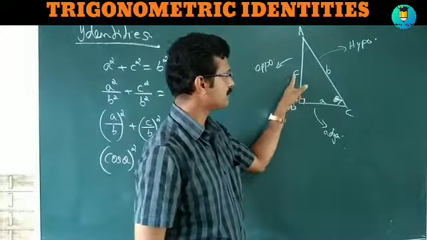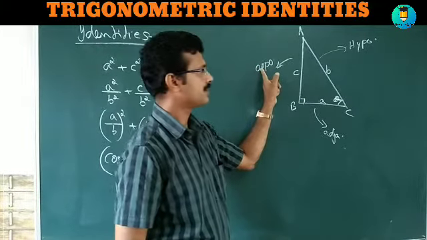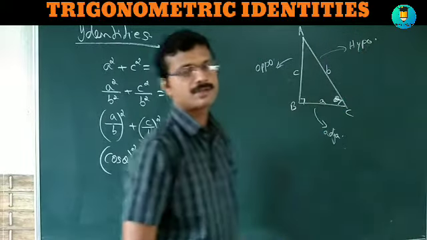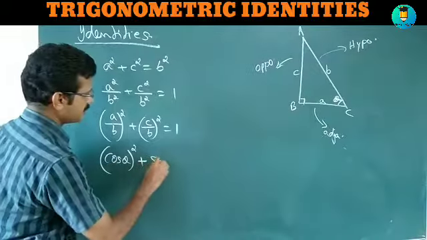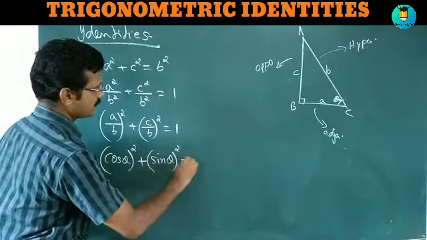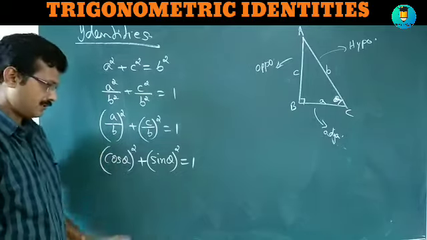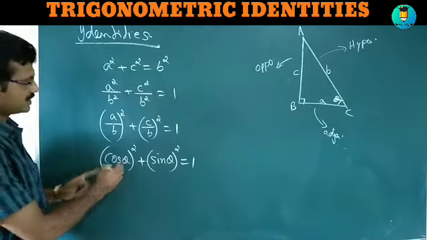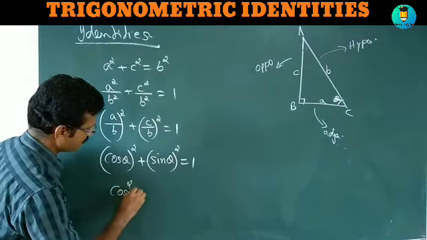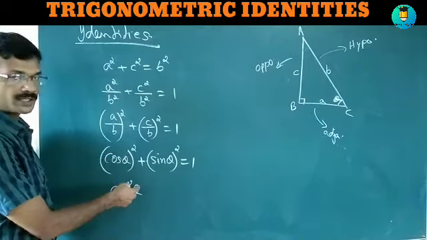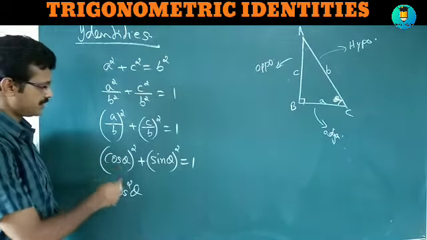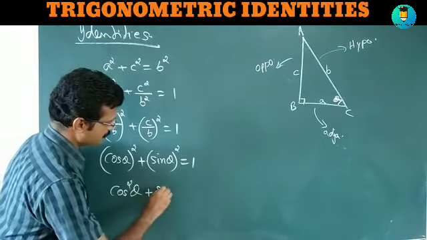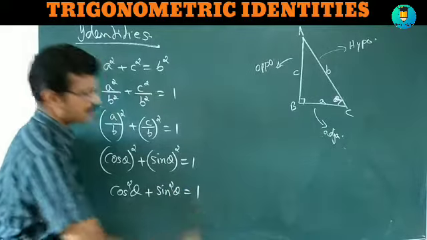Again c by b, c is the opposite side, b is the hypotenuse, opposite side by hypotenuse. Opposite side by hypotenuse is known as sin theta. So this I can write as sin theta whole square is equal to 1. Now here you will have a problem. What is the meaning of cos theta whole square? It's just cos square theta. There is no need of putting the power on theta. This is the way we have to write in trigonometry. Cos theta whole square means cos square theta, and sin theta whole square is sin square theta, equal to 1.